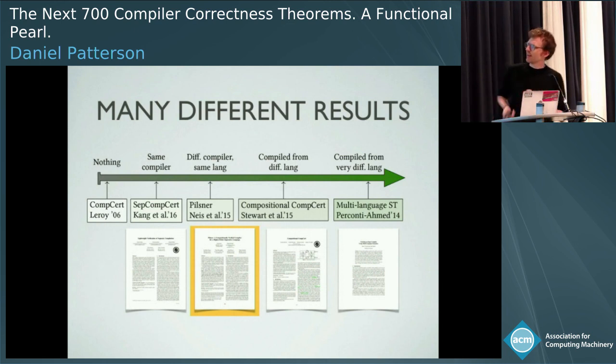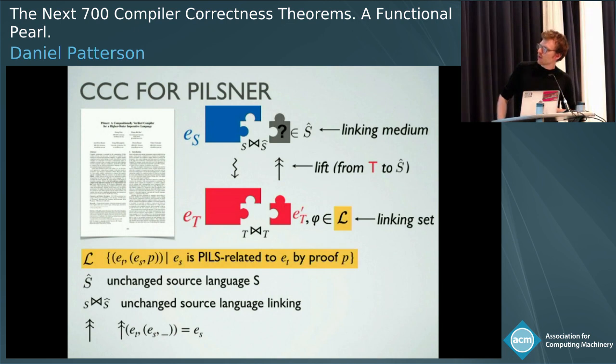And this is work that's building off of cross-language logical relations, correctness results. And so the idea here is that what you can link with are any target components where there is some source component that is related. And so the cross-language relation they have, the PILS relation, is how you relate source to target. And so as long as you can provide some witness, some source component that is related to the target code you want to link with, then that's fine.